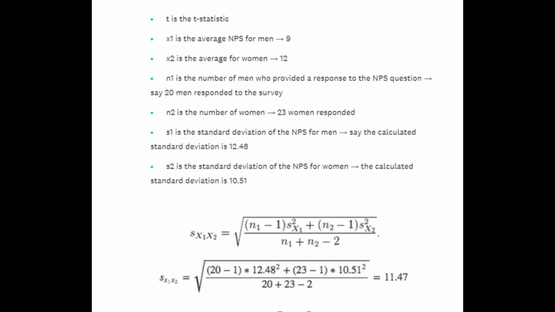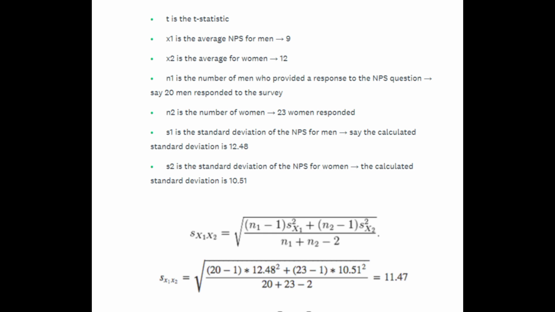T is a statistic. X sub 1 is the average for men, equal to 9. X sub 2 is the average for women, equal to 12. N sub 1 is the number of men who provided a response to the NPS question. Say 20 men responded to the survey. N sub 2 is the number of women, equal to 23. S sub 1 is the standard deviation of the NPS for men. Say the calculated standard deviation is 12.48. S sub 2 is the standard deviation of the NPS for women. The calculated standard deviation is 10.51.